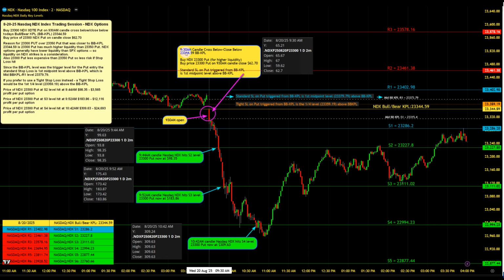Okay, so we have the 9:30 candle cross below, close below the BBKPL. Buy the NDX 23,300 put for higher liquidity. The buy price on that put at the close of this 2-minute candle is $62.70. So that would be a cost of $6,270 per option.